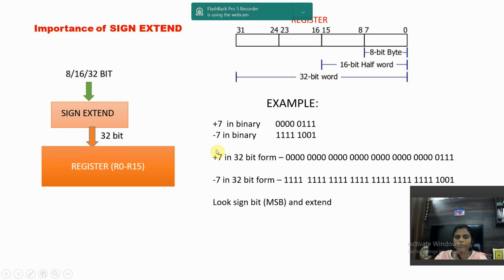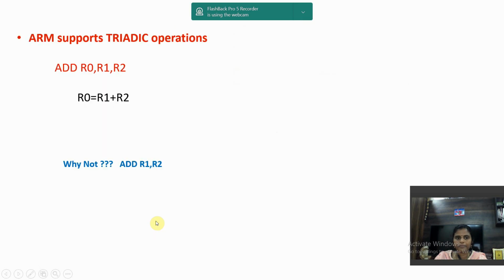So when I want to represent it in 32 bits, you look at the MSB. If the MSB is 0, extend 0 to the remaining bits. If the MSB is 1, extend 1 to the remaining bits. So look at the sign bit and then extend. If it is 8 bit or 16 bit, I need a sign extend. If it is 32 bit, I don't need a sign extend. Hope it's clear. What is the importance of sign extend?